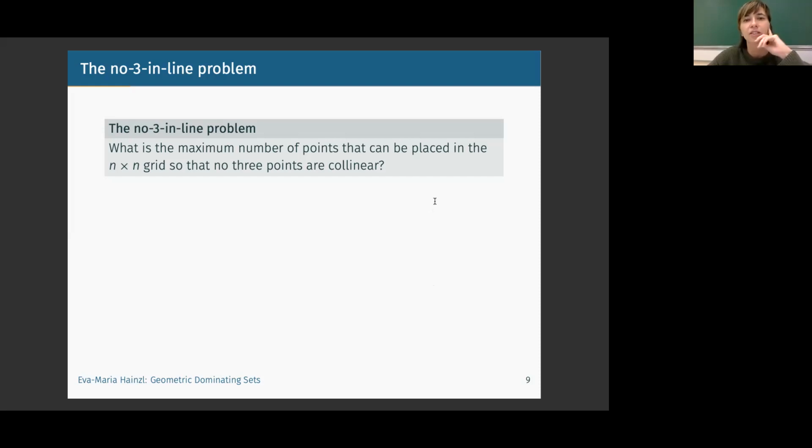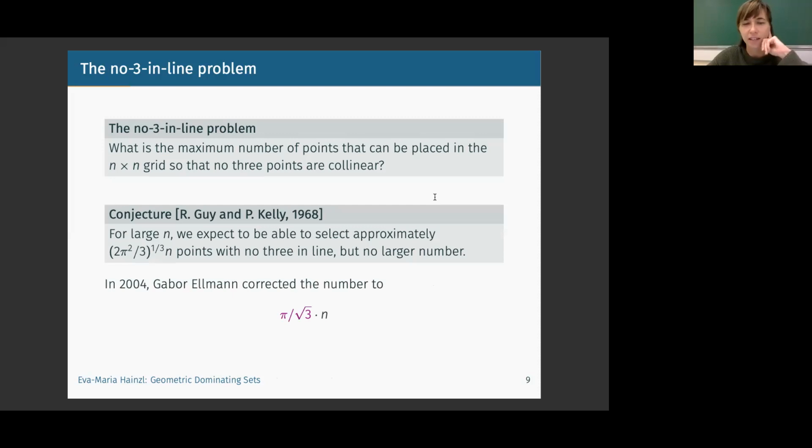And there's a conjecture from 1968 from Richard Guy and Patrick Kelly. And they conjectured that for large n, we expect to be able to select approximately some constant that is smaller than 2, times n points with no 3 in line, but no larger number. And only in 2004, Gabor Ellman found a computational mistake and corrected this constant that they initially published to pi over square root 3, which is definitely smaller than 2.